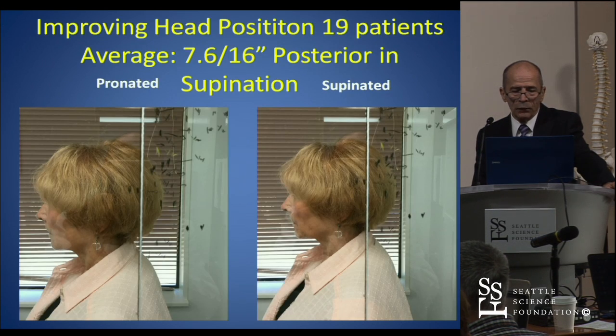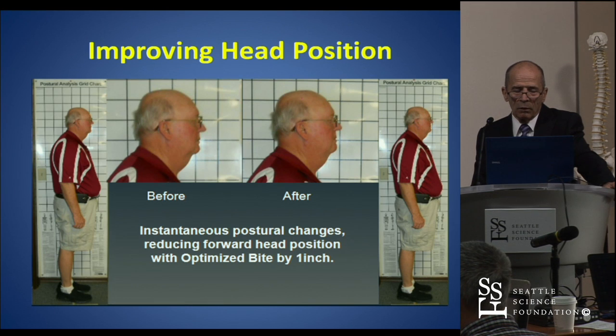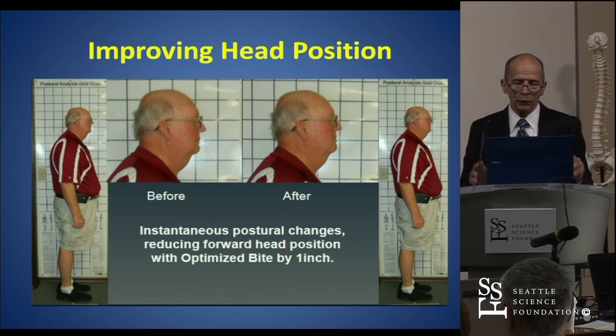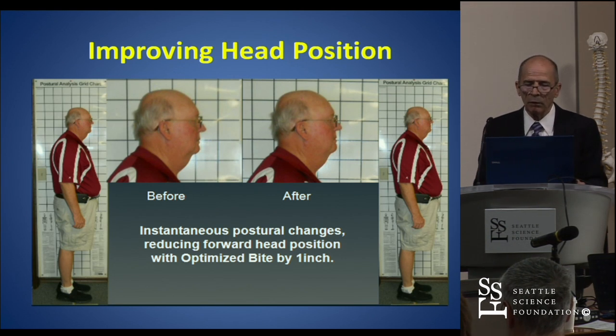We're looking at head position now. This is 19 patients, and when you supinate the foot, the head goes back an average of almost a half inch. What Dr. Stevens has done, though, is if you look at this man on the left, you'll see from below the belt, he doesn't change. He puts a balanced bite plate in, and the head goes back about an inch. They have a way of measuring the neutral position of the head by the electrical activity of the muscle.